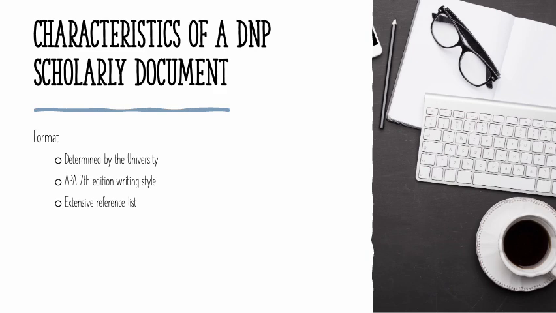And then there's the format of the actual content. So beginning with your introduction or background, that's where the School of Nursing determines what content you have in that section. And we follow the APA 7th edition writing style for the formatting of that. And then also there's an extensive reference list that's included as part of your DNP scholarly document.